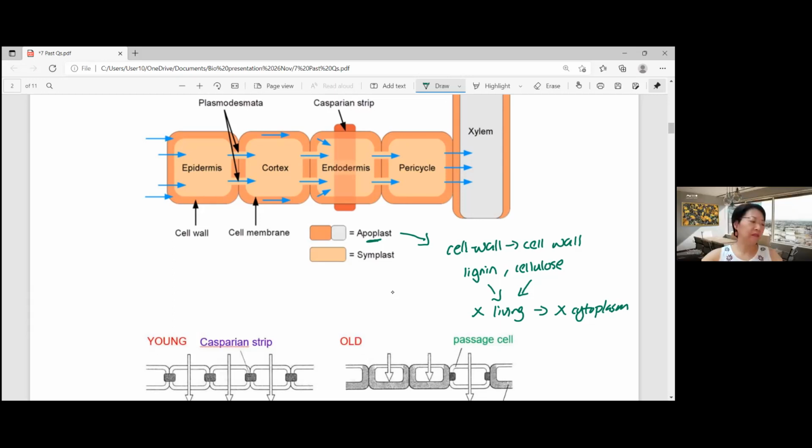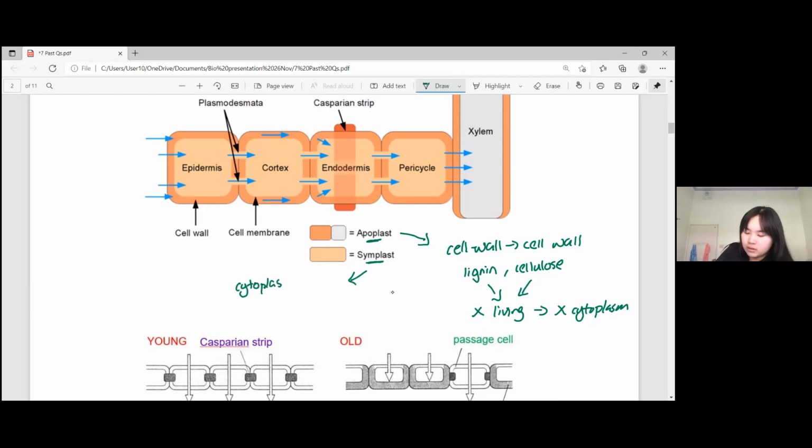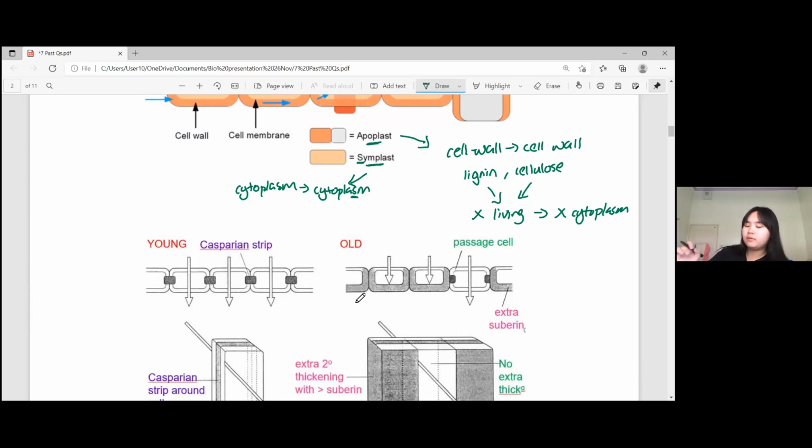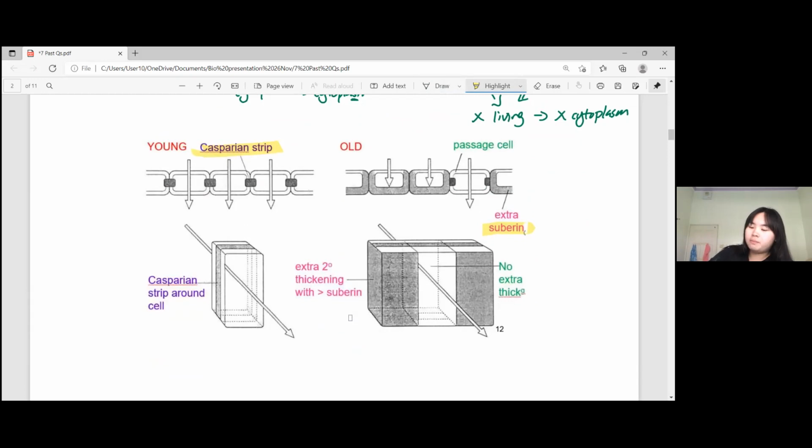Okay, sorry everyone. And for the symplast pathway, it's a movement from the cytoplasm of one cell to the cytoplasm of another cell. My way of remembering is that cytoplasm has an S inside and symplast also has an S inside. So symplast pathway is from cytoplasm to cytoplasm. And something to take note of for the symplast pathway is the Casparian strip and the suberin here. The purpose of these two is to force the water to pass through the cell by symplast pathway only instead of apoplast.